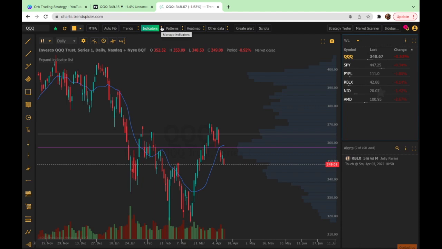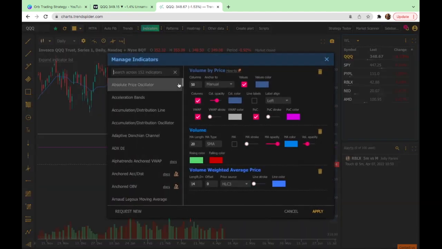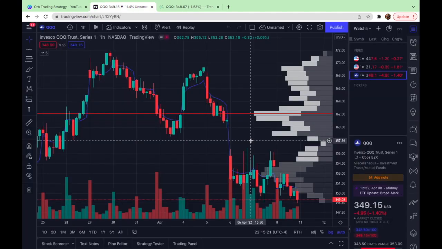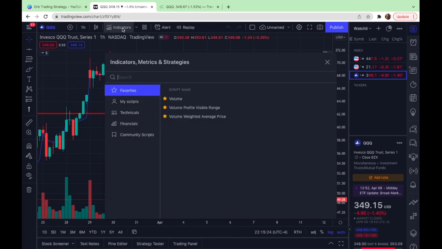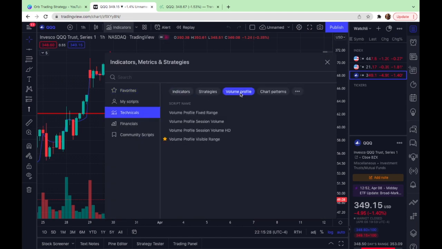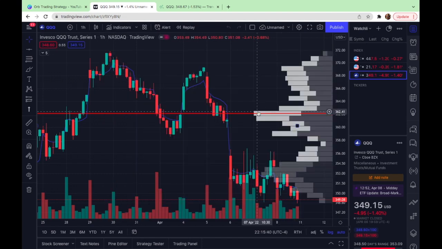On TrendSpider, I just use the volume by price tool. It will come preset with about 25 columns. I set this up to 50 just because it's easier to use on intraday levels. On TradingView, for indicators, we're going to go to technicals, volume profile, and then I use volume profile visible range, VPVR as well. And I just use the preset settings for this one.